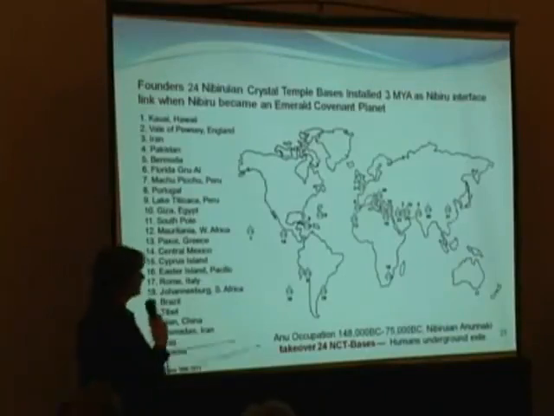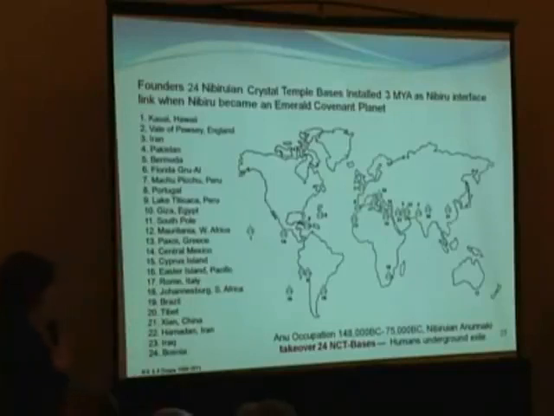So we had something referred to as the Anu occupation in 148,000 to 75,000 BC, where these crystal temple bases were taken over by the Nibirian Anunnaki. Okay? So what happened was there were what they called raider wars. There was a Templar conquest on the surface earth. So the angelic humans and the Yanni went into subterranean settlements. Some of you may have cellular memory about that as well. So we basically lived underground for a while until the Yanni occupation was over.